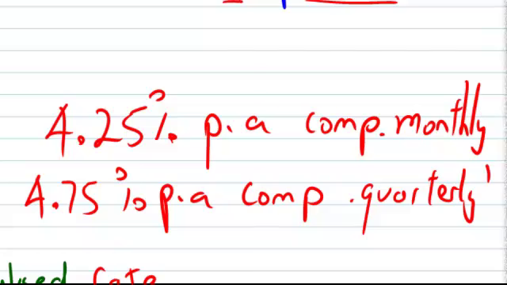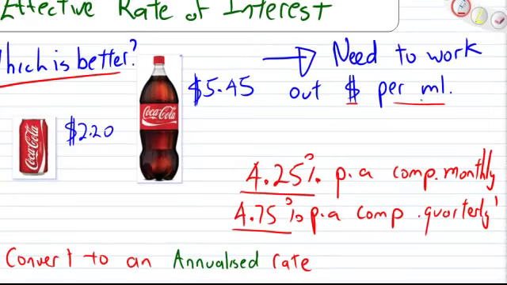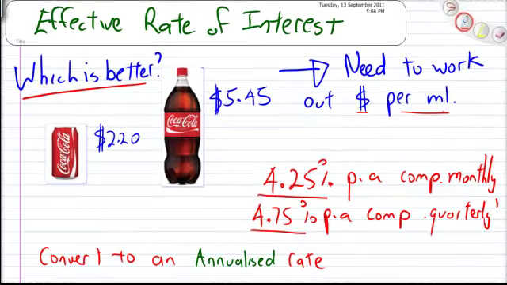You've got a choice of two accounts. You've got a 4.25% compounding monthly or a 4.75 compounding quarterly. How can you compare those two? Because they are different. 4.25 is different from 4.75. This is compounding monthly, this is compounding quarterly. So you haven't got the same base level. Like up here, with our milliliters, we converted them both to milliliters and we can compare them. We've got to be able to convert this to something.